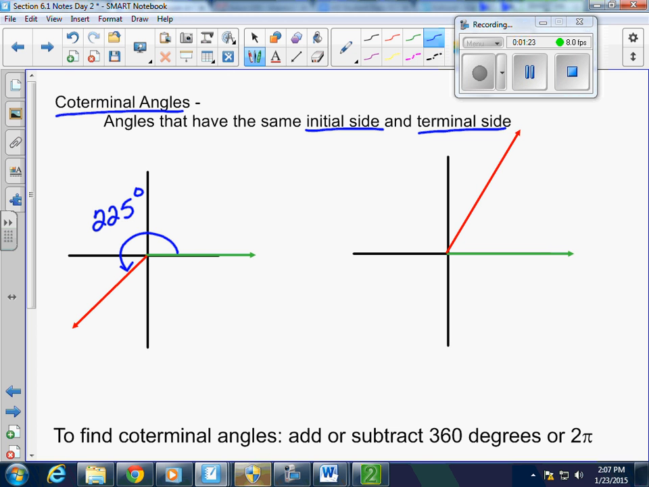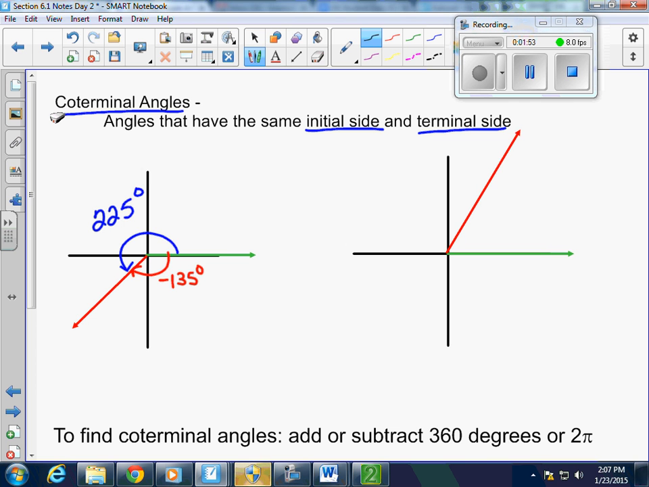Now, I can also draw an angle that goes the other direction that has the same initial side and the same terminal side. I can start on the green and I can go backwards until I hit the red, and this would be labeled as negative 135 degrees. Those would be considered coterminal angles. They have the same initial side, they have the same terminal side. Now, there's a whole family of them out there where this works.